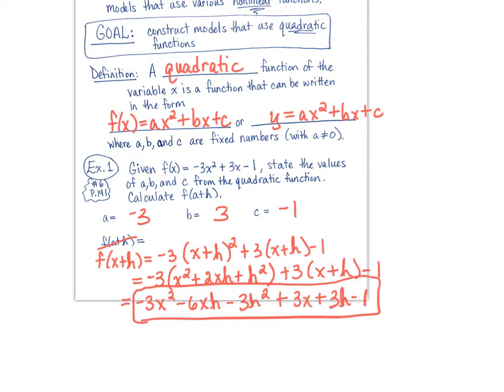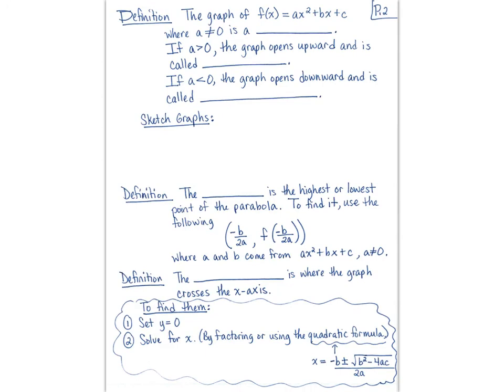And now what we want to do is talk about the graphs of quadratic functions. Now the graph of f of x equals ax squared plus bx plus c, where a is non-zero. The graph of this quadratic function is a, do you remember? Parabola. Very good. It's a parabola.